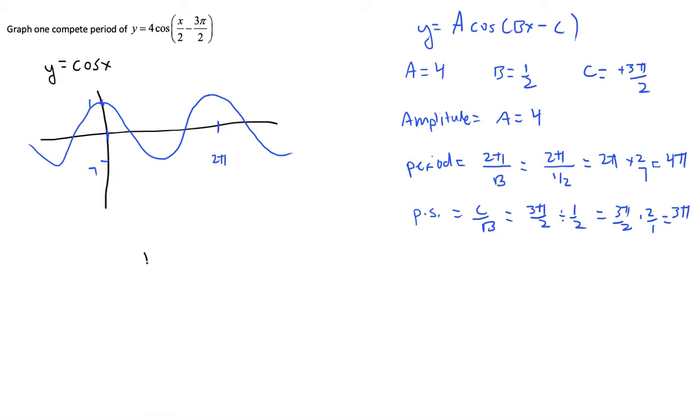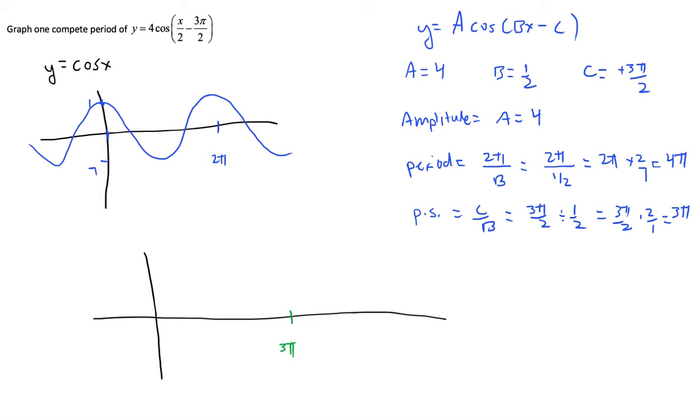All right, so how does this change the shape of the graph? Well, let's take a look. We always do the phase shift first. We start at 3 pi. We don't start at 0. We don't start here. We start at 3 pi. I'm just going to eyeball this.